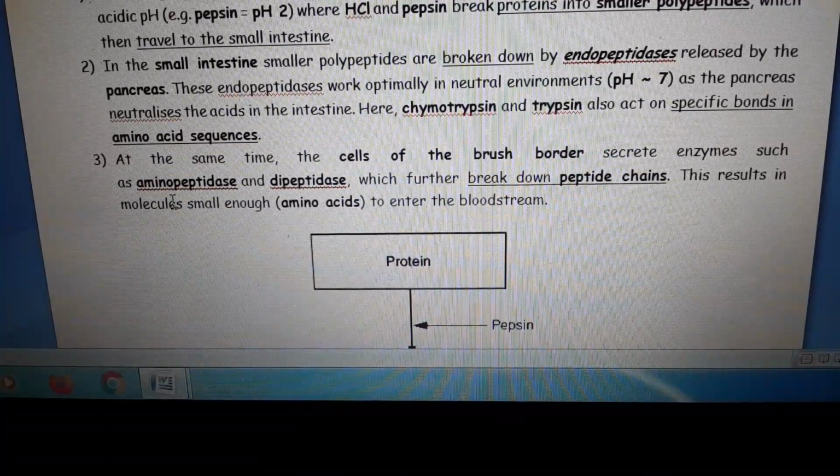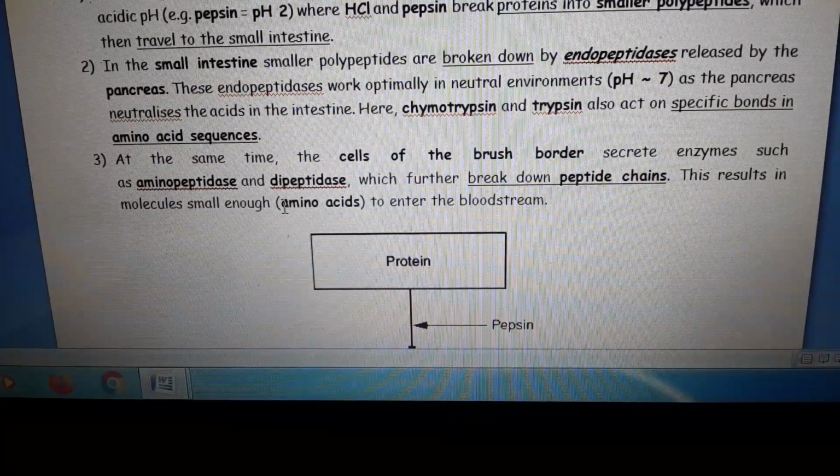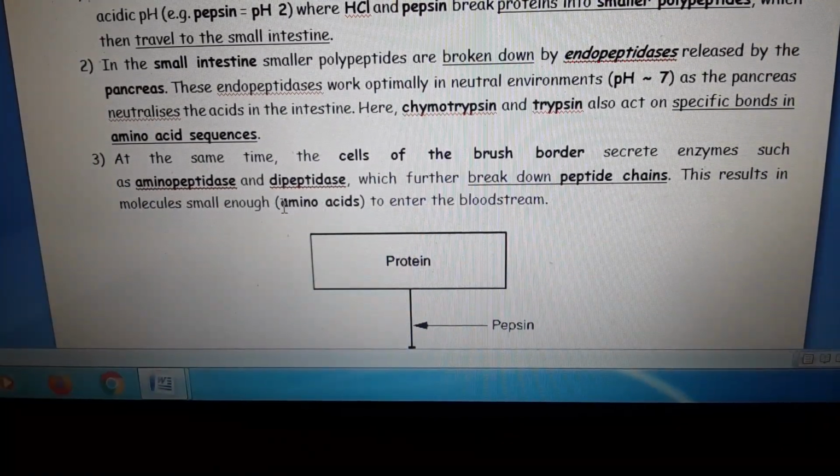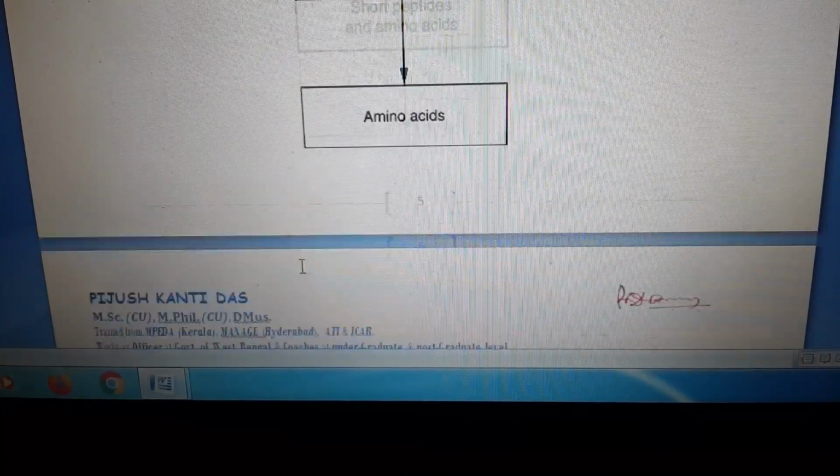They are aminopeptidase and dipeptidase. The two enzymes, aminopeptidase and dipeptidase, act on the polypeptides to further break them into the smaller parts of the peptide chains and ultimately into the amino acids, which last of all enter into the bloodstream.